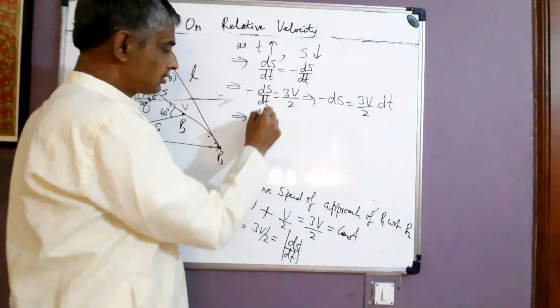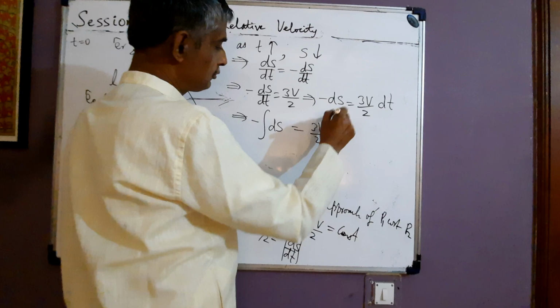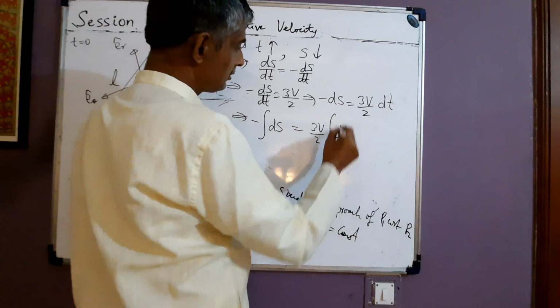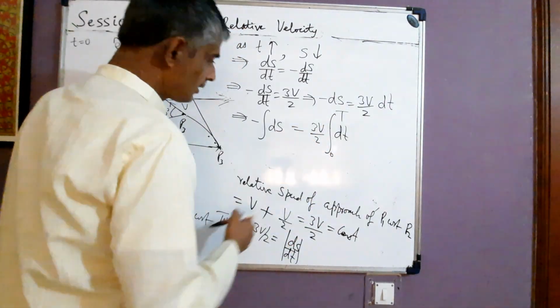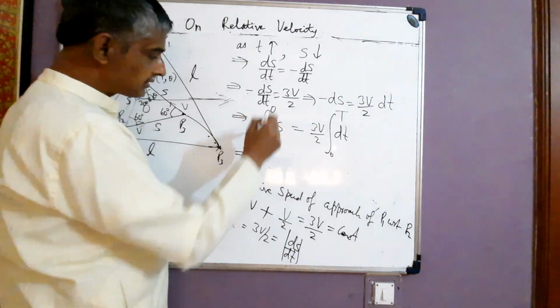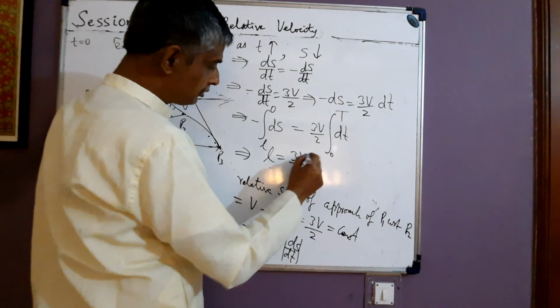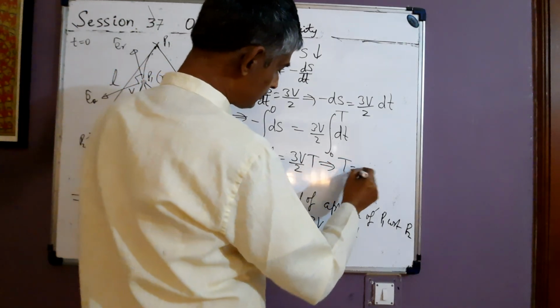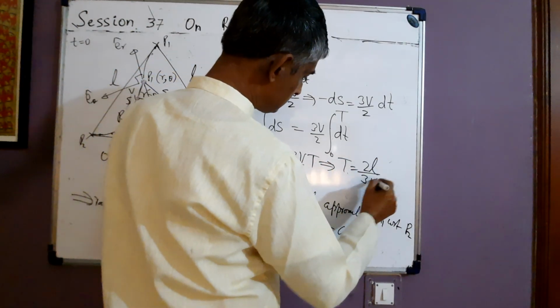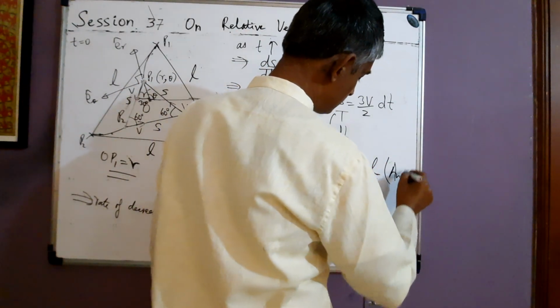On integrating this, 3v by 2 integral over dt, 0 to capital T. Initially s was L, finally s will be 0. On integrating and inserting limits, we get L equal to 3v by 2 into T. So T is equal to 2L by 3v. This is the answer which you get by method 2.